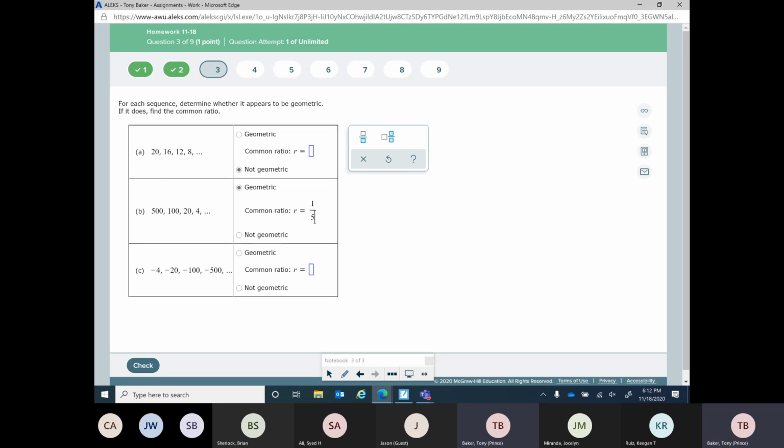The next one, -4 to -20, it's multiplied by 5, -20 to -100, multiplied by 5, -100 to -500, also multiplied by 5. So this is geometric, and my ratio is 5. Just because all the signs are negative doesn't make my ratio negative. In this case, multiplying by a positive 5 keeps the sign the same. If I multiply by a negative 5, the numbers would be the same, but the signs would change.